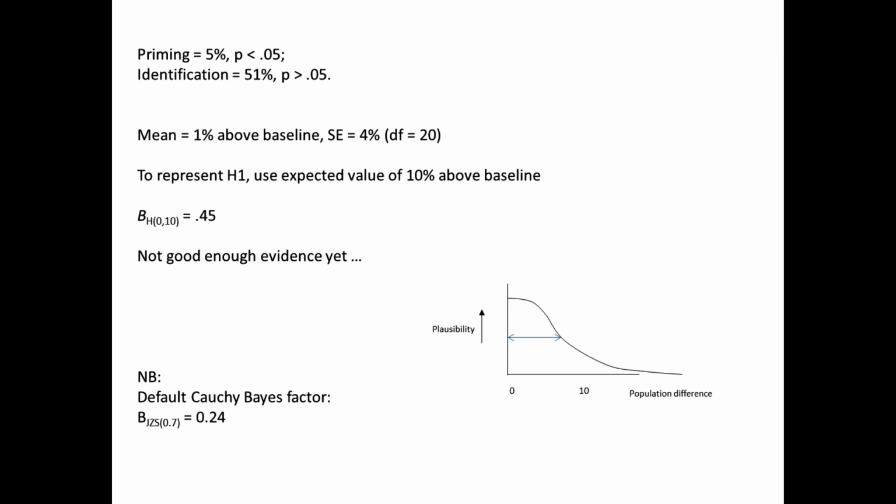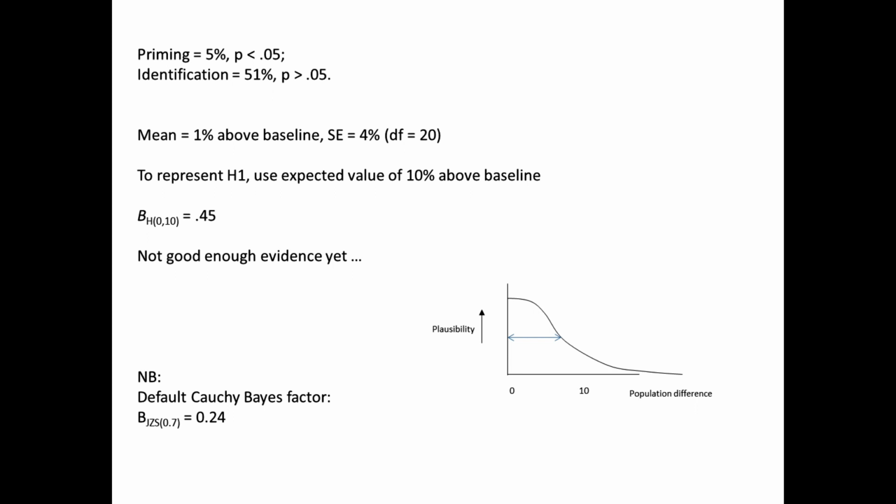Now I just want to say the difference between this and using a default. You can get Bayes factors that just default to a certain value, and you just click on them, and they give you an answer, which will be tempting to use. So if you use the default Cauchy Bayes factor that JASP gives, for example, the default gives a scale factor of 0.7 for the Cauchy, and if you use that, you get a Bayes factor of 0.24. Notice that it isn't very different, actually, and that's one thing that is reassuring.